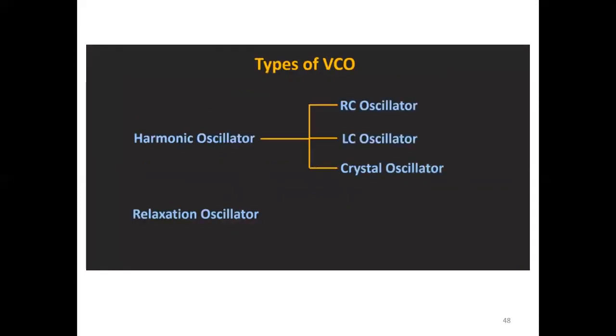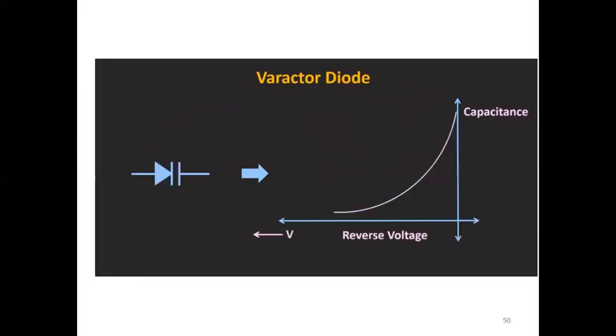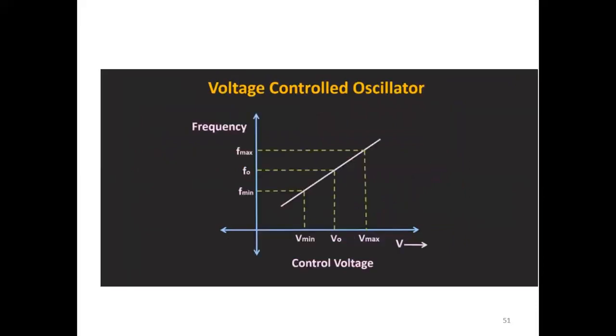There are different types of VCO. One is the harmonic oscillator, and one is the relaxation oscillator. The harmonic oscillator has three types: RC oscillator, LC oscillator, and crystal oscillator. The voltage controlled oscillator has a tank circuit of LC, that is an inductor and capacitors C1 and C2, with diodes 1 and 2. We can also use a varactor diode.